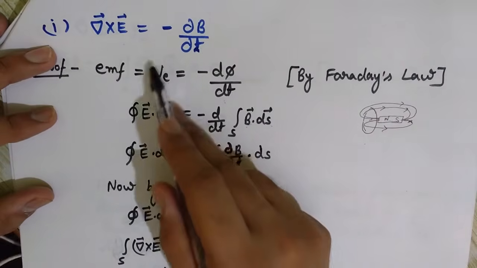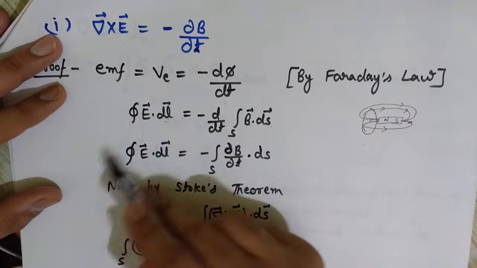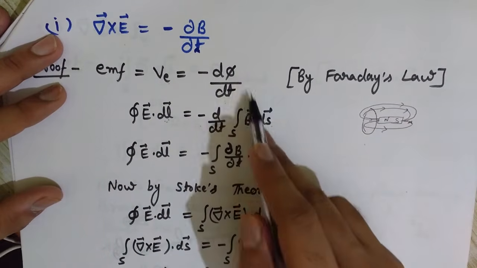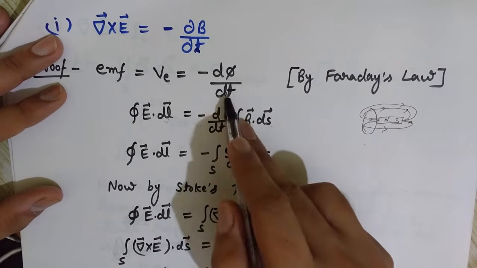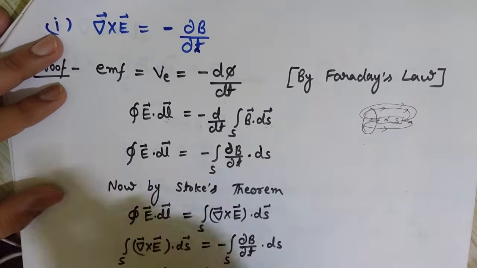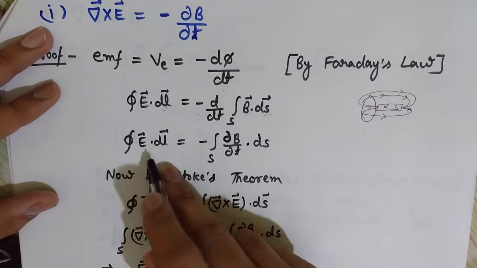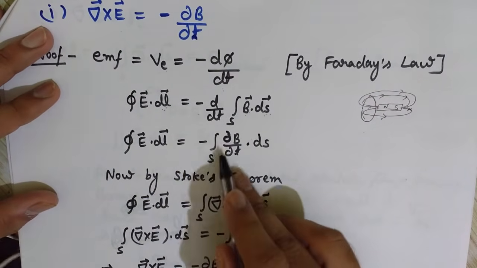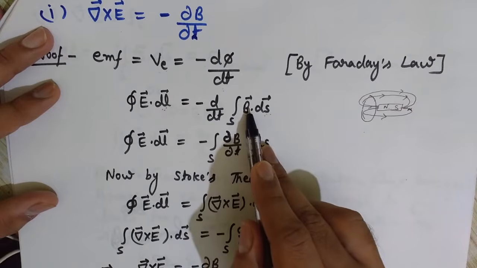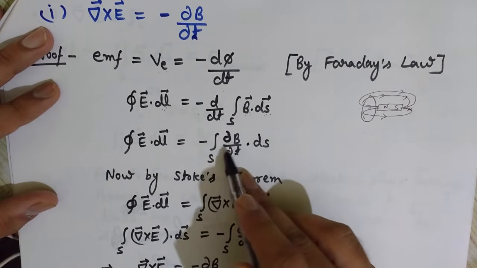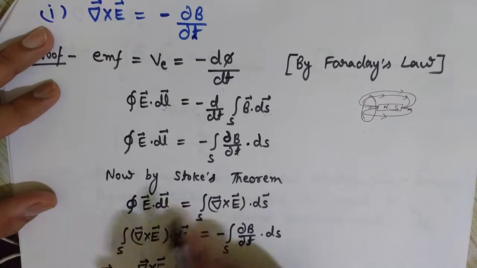So we can write this potential as integral E dot dl, by formula. Integral E dot dl is the voltage, and this flux is equal to integral of B dot ds. So d by dt of integral B dot ds. You should know these very basic formulas, and we can again write it as integral E dot dl equals minus of del B by del T. We can take this derivative inside the integral, and it becomes minus of integral del B by del T, this is a partial derivative, dot ds.